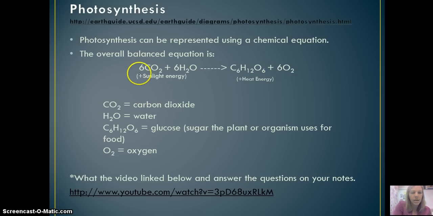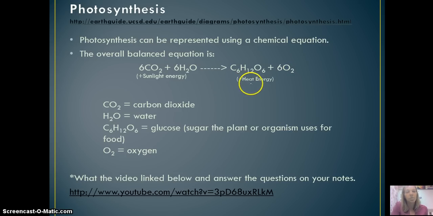Here it's saying that 6 carbon dioxide molecules (6CO2) and 6 water molecules (6H2O) plus sunlight energy, nothing can happen without energy, makes glucose, which is what this is, C6H12O6, and 6O2, which is a form of oxygen gas.